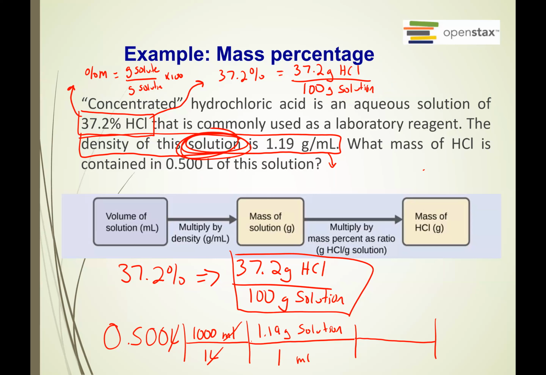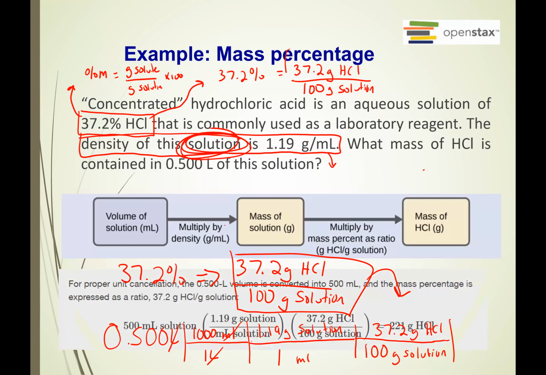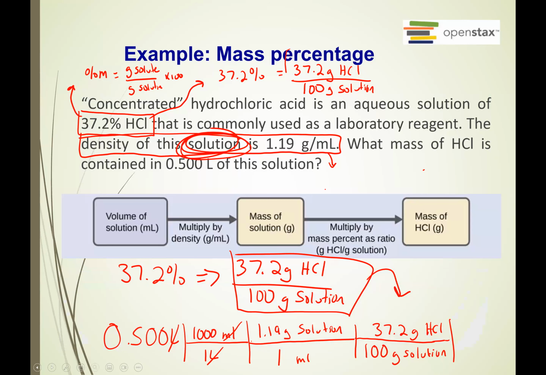So now we can use this unit conversion. In 100 grams of solution, there is 37.2 grams of HCl. And we get 221 grams of HCl. Now, this is a really difficult one because I want you to see this before you get to your homework.